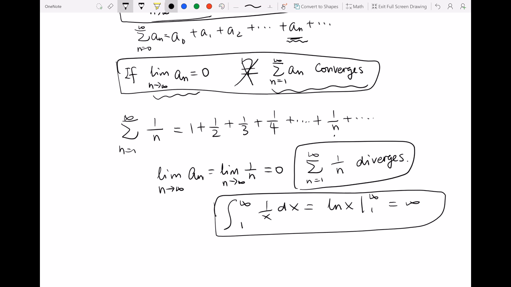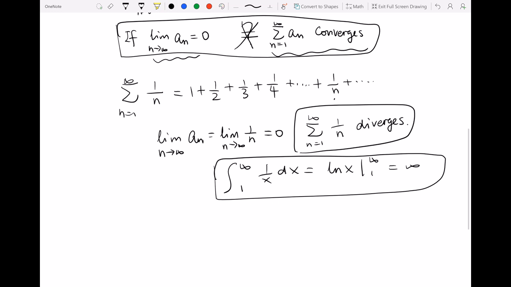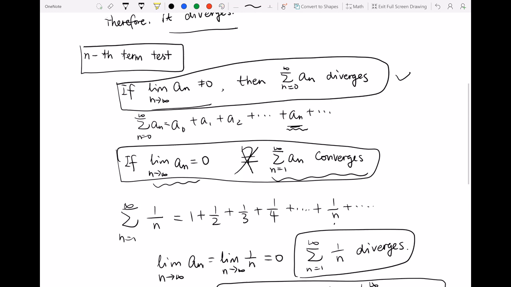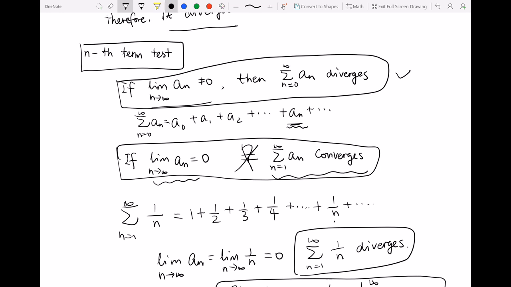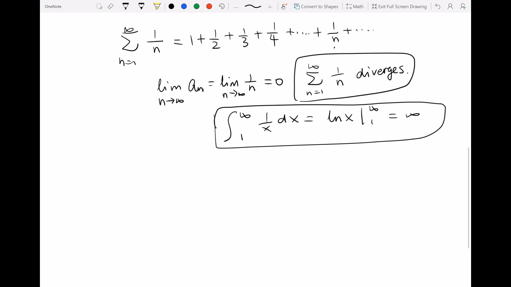So the nth term test: if the nth term does not equal 0, the series diverges. If the nth term equals 0, it does not mean it converges. You cannot use that, but we can use the test to prove divergence. For example, the sum from n equals 1 to infinity of (4n plus 1) over (3n minus 1). So let's look at the nth term.